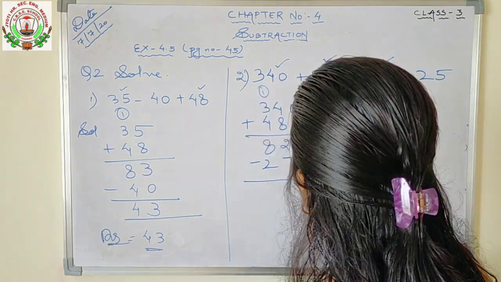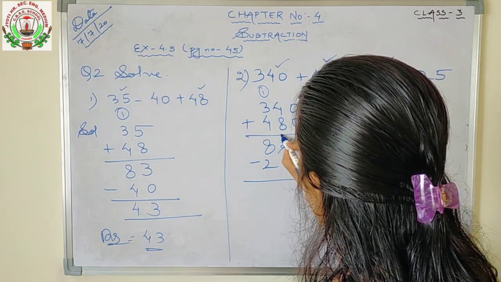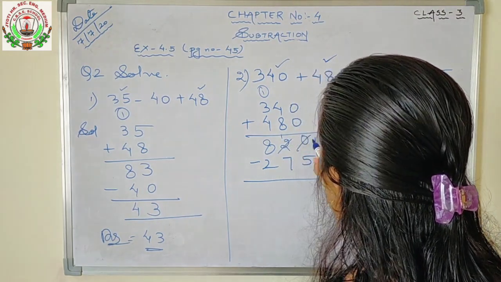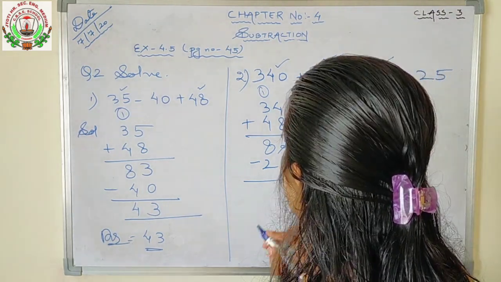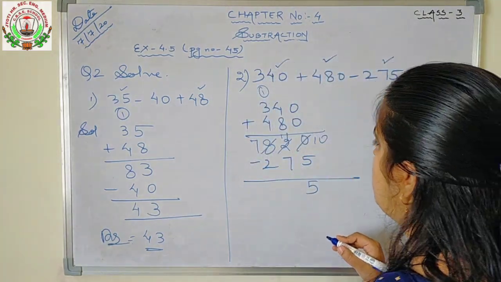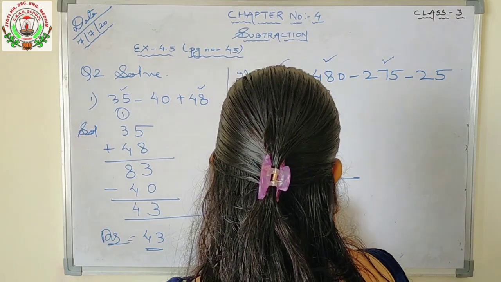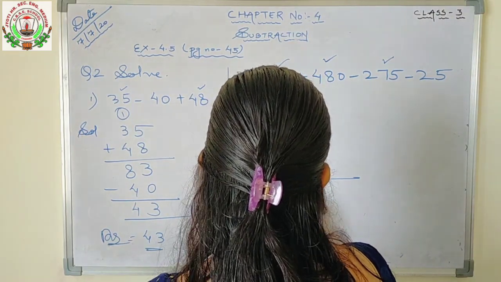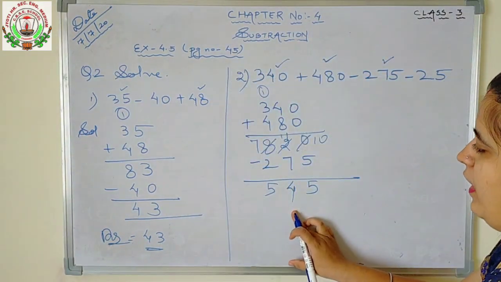What we got? 0 minus 5 is not possible. We will take carry from here. 10 minus 5 is 5. 1 minus 7 is not possible. Again we have to take carry from here. 11 minus 7 is 4. 7 minus 2 is 5. What we got again? 545.